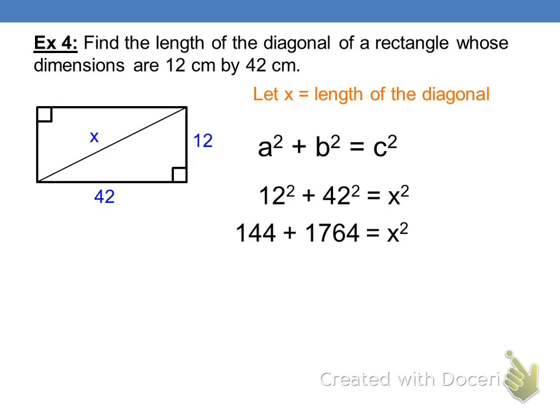Now, this one is different than the previous examples because we're not finding a leg. So do we add those? So we can just add these. You don't have to do inverse operations to get them to the other side. They're already together. So add them. You get 1908.